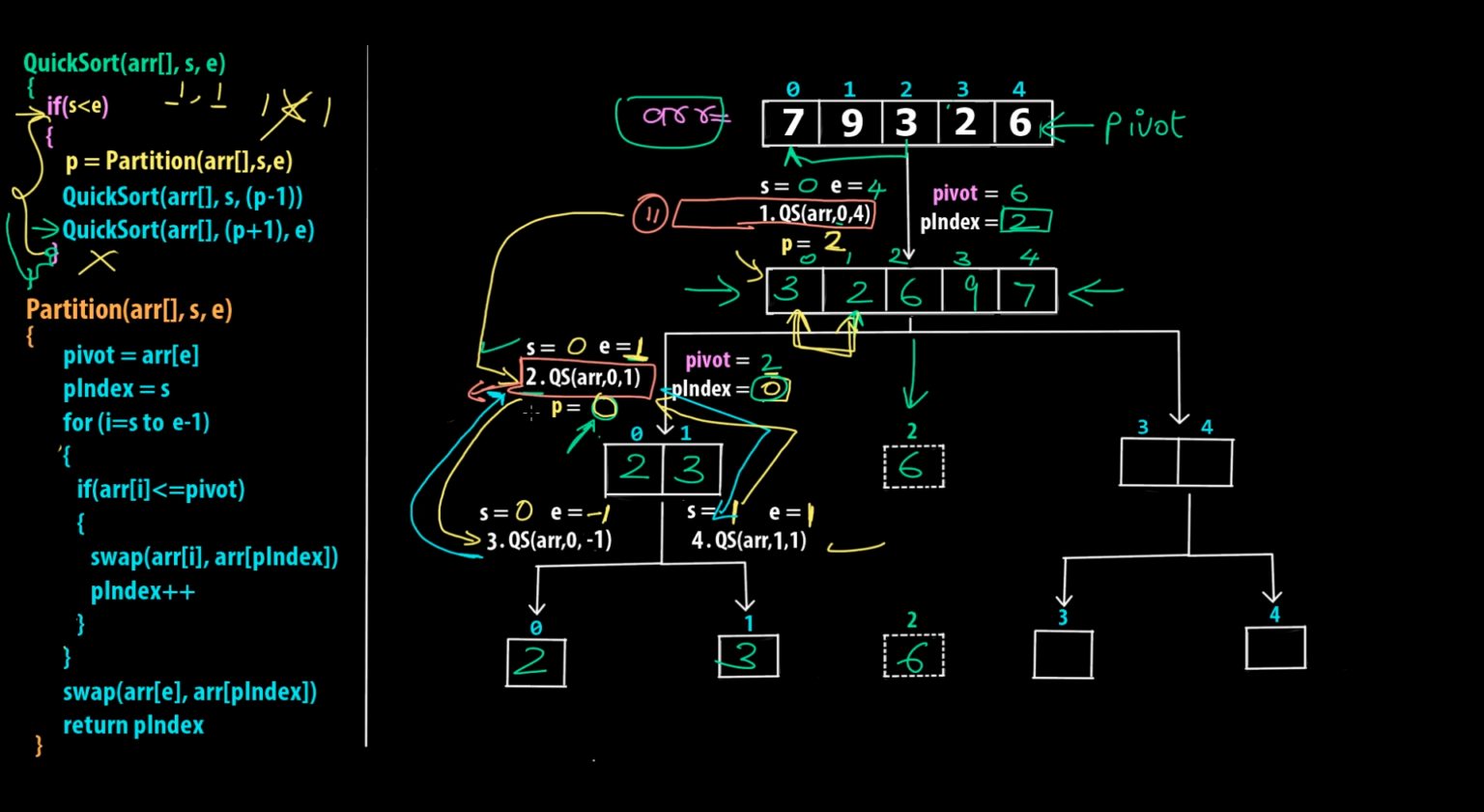Who had called second QuickSort? First QuickSort, right? First QuickSort was paused and it called second QuickSort. So we will go back from second QuickSort to the first QuickSort. Now at this level, when we come back, the first QuickSort was paused at step number 2 itself, right? So it had paused over here. That is, first QuickSort gave a call to second QuickSort.